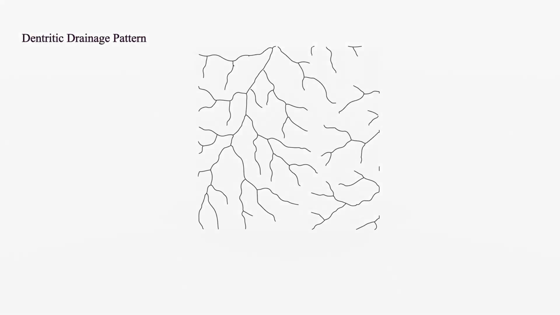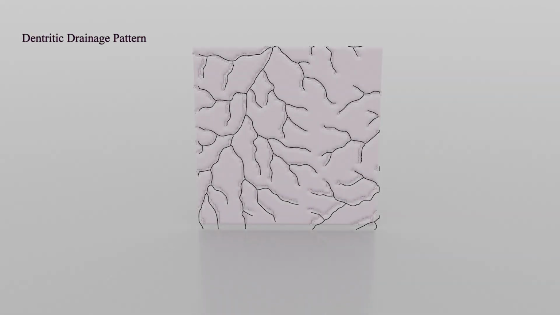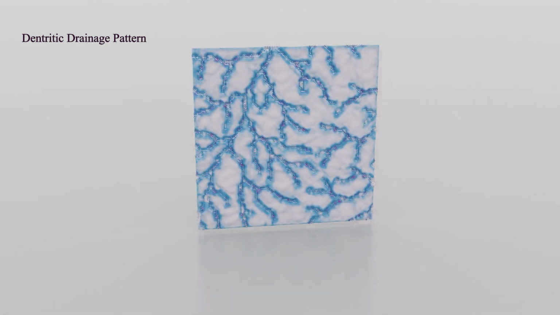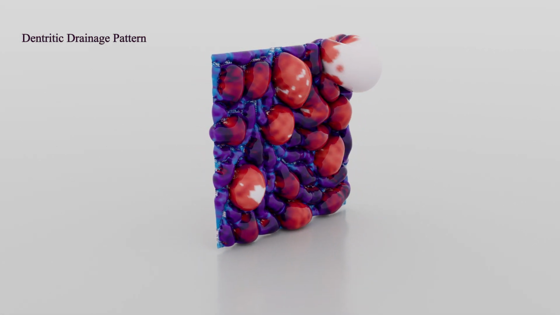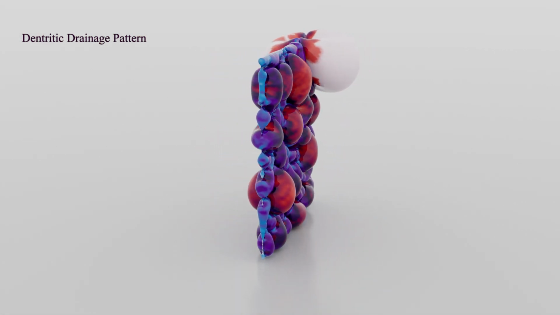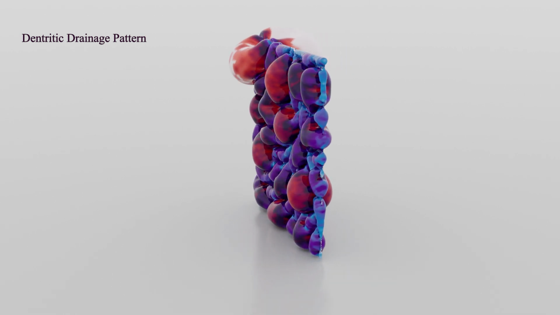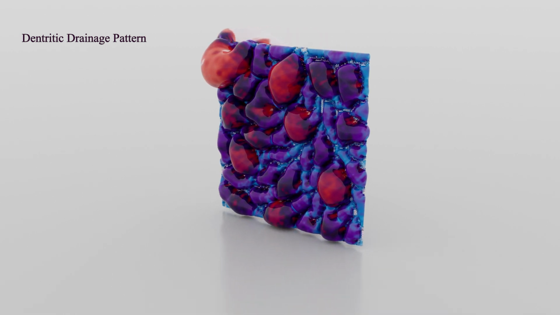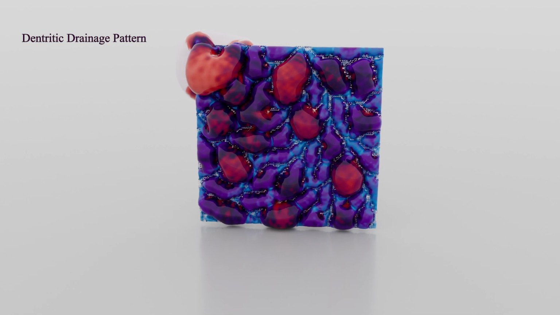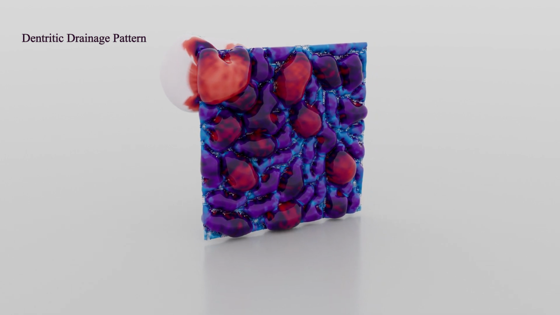Firstly, a basic square surface was modelled and then a dendritic drainage pattern was sketched and stitched to the surface. A dendritic drainage pattern is tree-like in form. The main streams correspond to the trunk of the tree and its tributaries resemble subdivided branches. It is the most common type of drainage pattern.